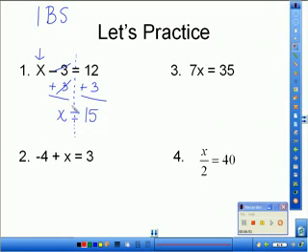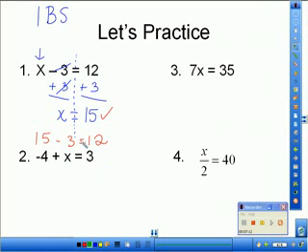So let's plug in the 15 into the variable in the original equation. 15 minus 3 equals 12, which it does, so we know we have the correct answer.